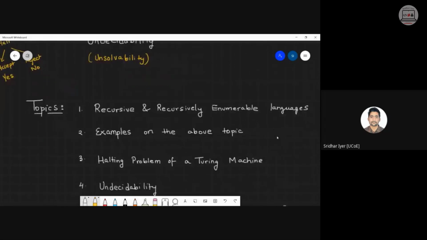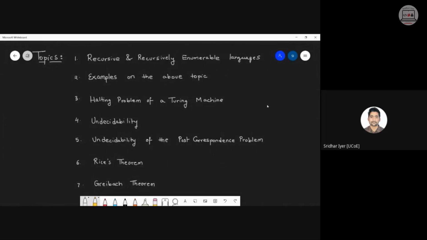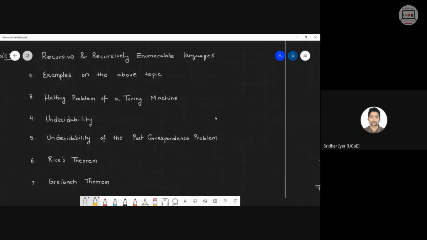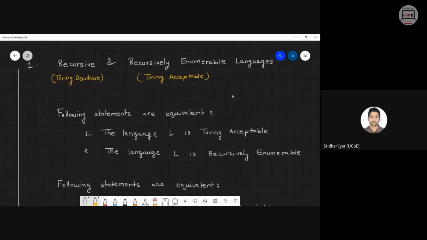Just have a look at the topics over here. These are the topics which are to be covered. The first topic is recursive and recursively enumerable languages. These are certain classes of languages. We are going to learn about them and solve a few examples based on them. Then we will start with the halting problem of a Turing machine. These are the topics to be covered today, and the rest are to be done tomorrow, if time permits. Let's start with the very first topic, recursive and recursively enumerable languages. We'll learn what exactly they are.